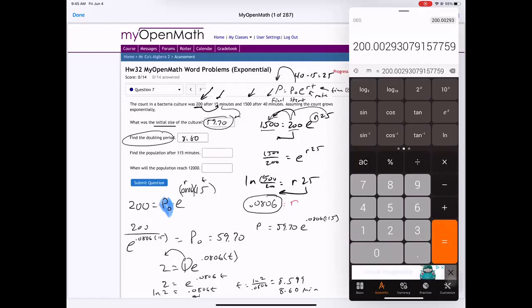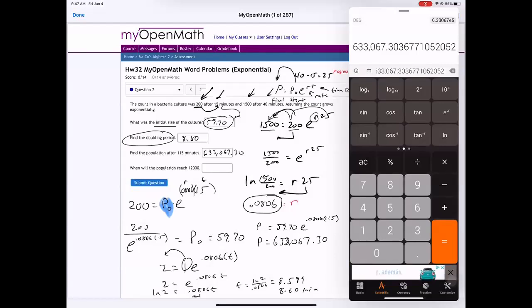after 15 minutes. Uh-oh, did I mess up here? Oh, I think I wrote 15 minutes. I should have written 115. 0.0806 times 115. And then we're going to e that, and then times that by 59.70. And that gives us a population after 115 minutes of 633,067.30. Okay, so that's how much our population is after 115 minutes.